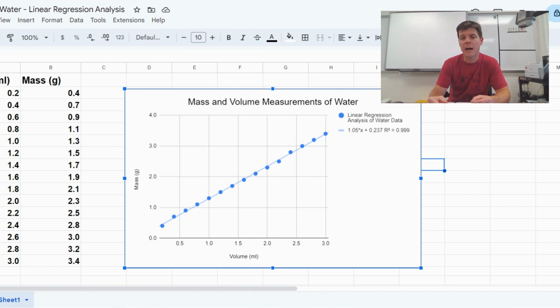Our experimental value is 1.05 grams per milliliter. So we're a little off. There is a little bit of error in our measurements that's causing that, but our result is very close to the accepted density of water.